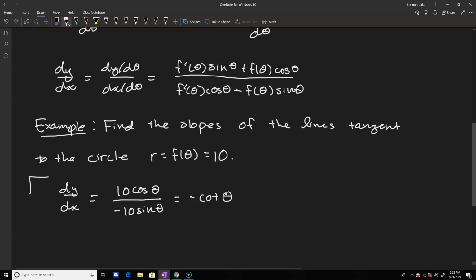Let's say we did something like pi over 4. Maybe it would help if I drew the circle. So you can check plugging in all of these values. We saw at 0, so theta equals 0, slope undefined.